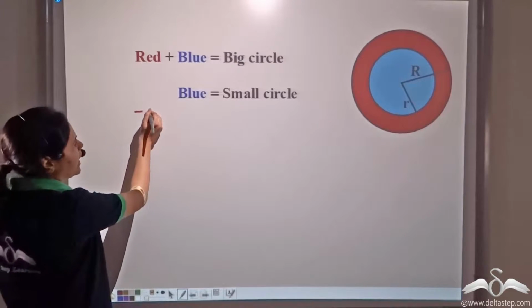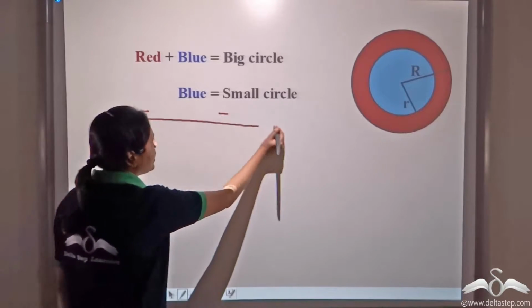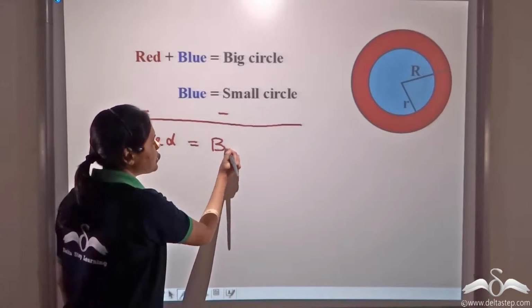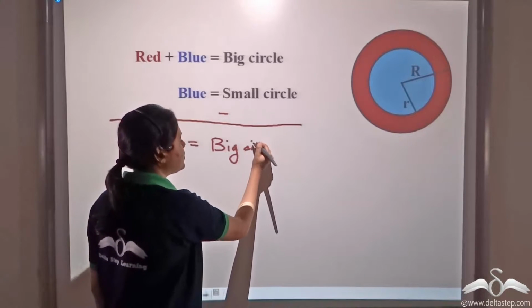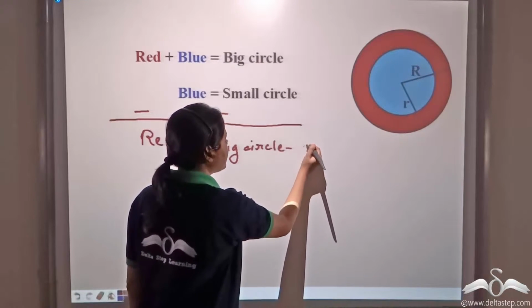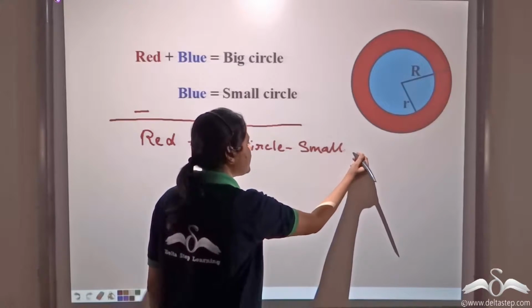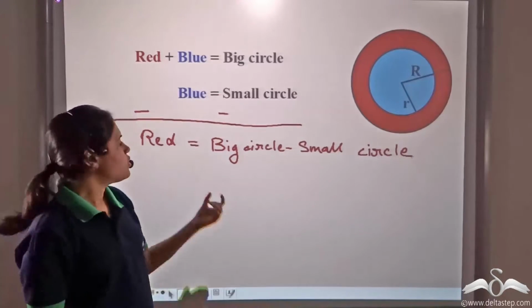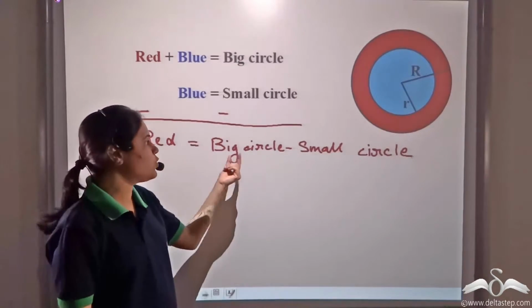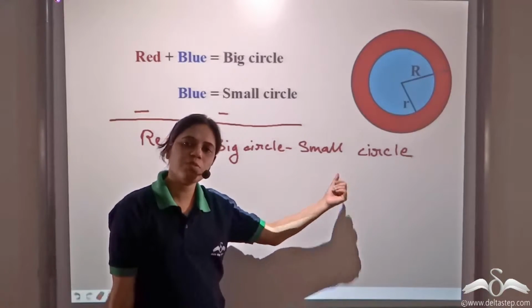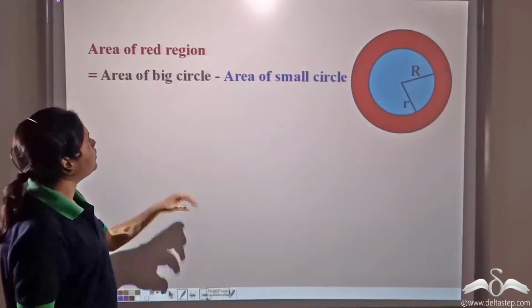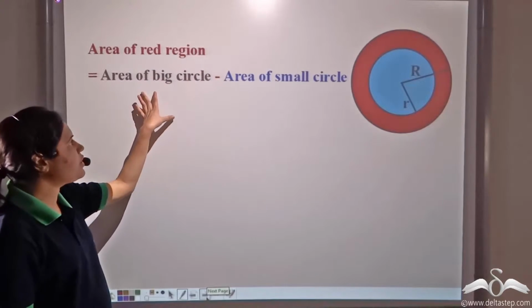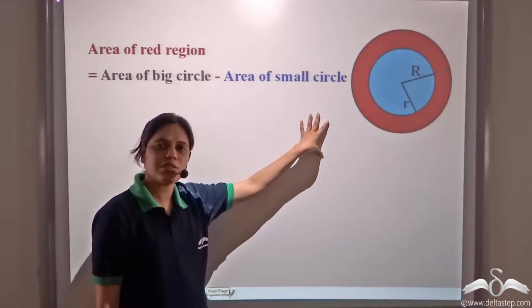So if we subtract this from this, we get the area of the red region is equal to bigger circle minus smaller circle. So the area of a ring, which is the area of the red region, is given by area of the big circle minus area of the small circle.